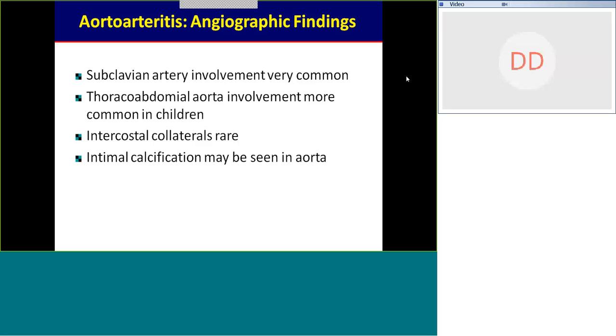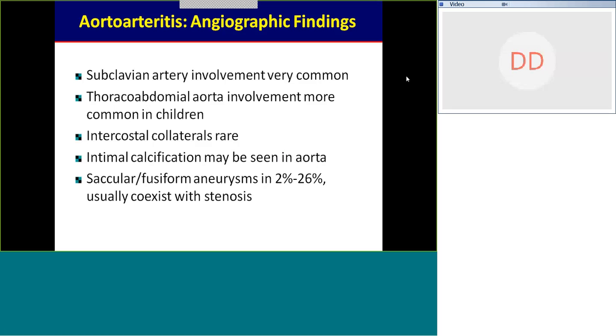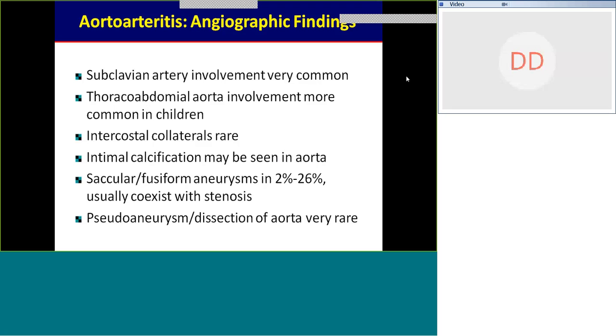In a long-standing case, you might see calcification in the aorta. Rarely you can have saccular or fusiform aneurysm, but often associated with stenosis. So having just an aneurysm may not be very typical of aortoarteritis. Also, it is important to remember that despite so much disease in the aorta, pseudoaneurysms and dissections are extremely rare spontaneously. So rupture of aorta, dissection of aorta, these are not findings often seen in aortoarteritis.